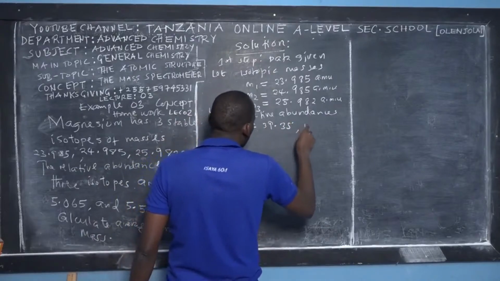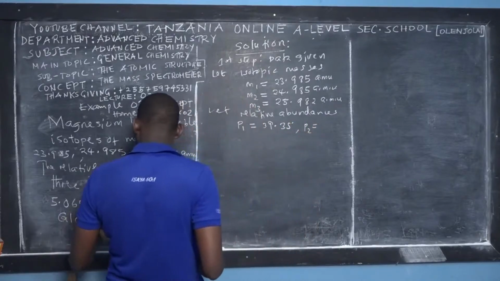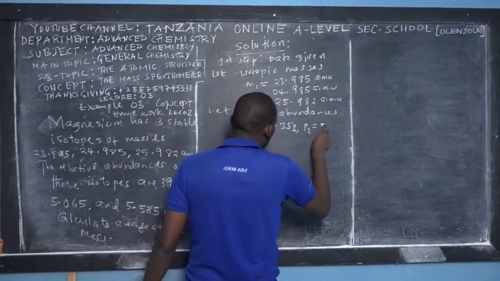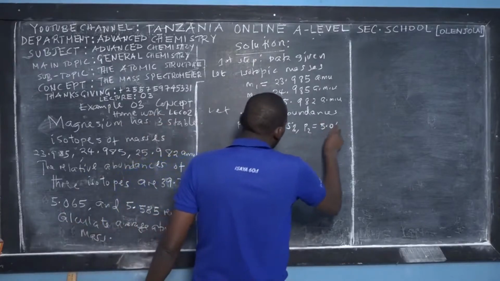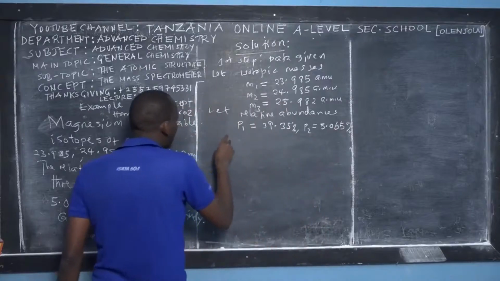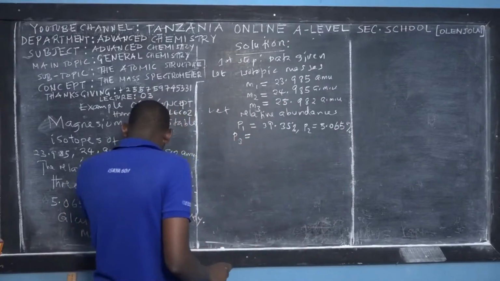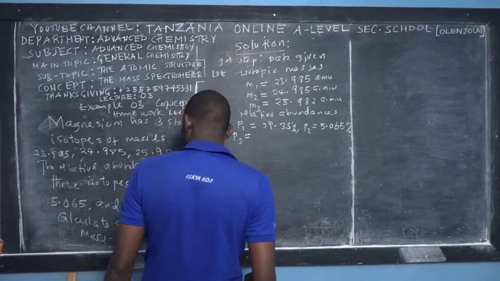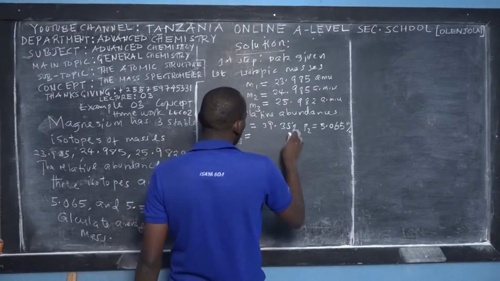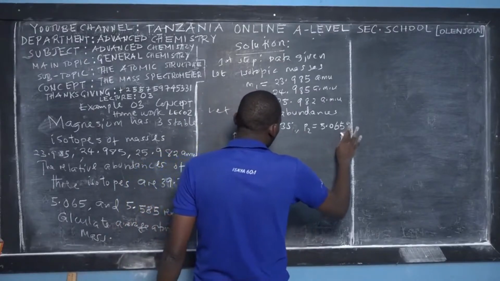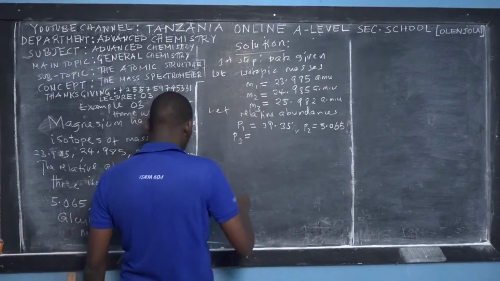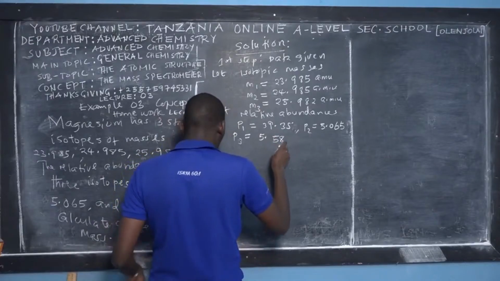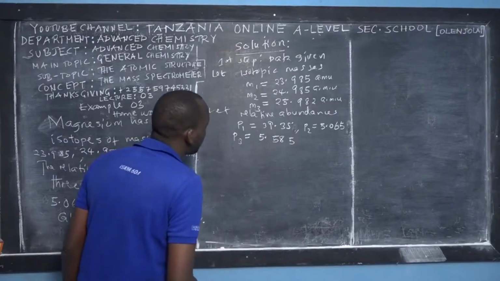39.35, and P2, this is in terms of percent, even if that's not written, 5.065. Then we have P3, which is equal to 5.585. Oh, I'm sorry, this is not in percent. These are the intensities. Why did I know that they are intensities? Because if you sum them, you don't get 100. So that's the first step.